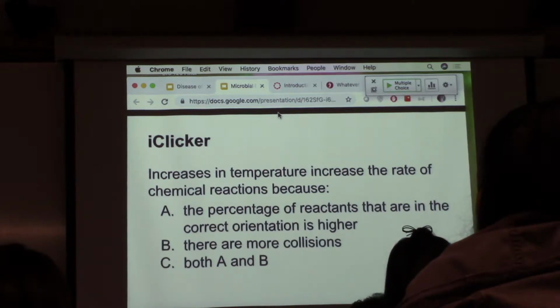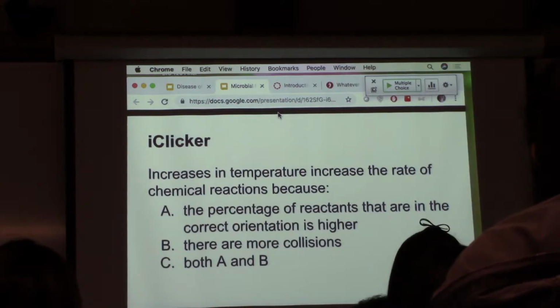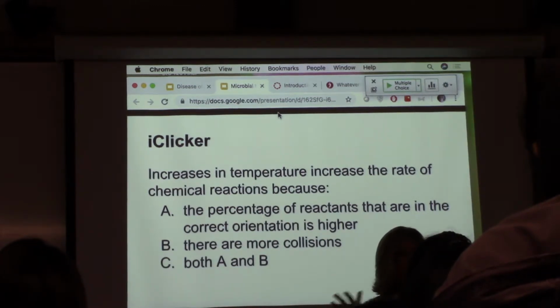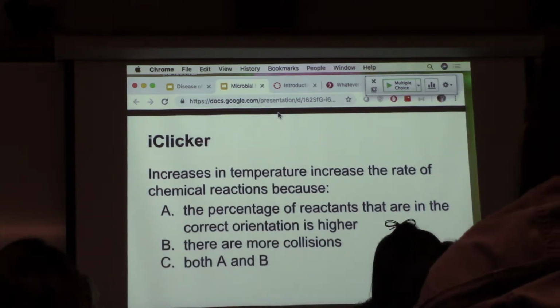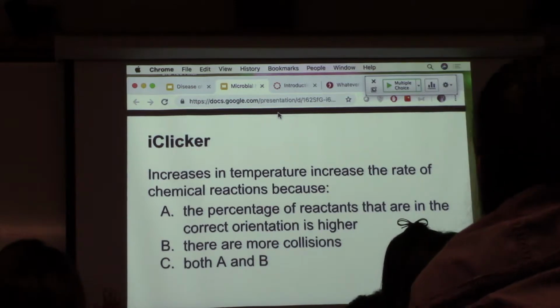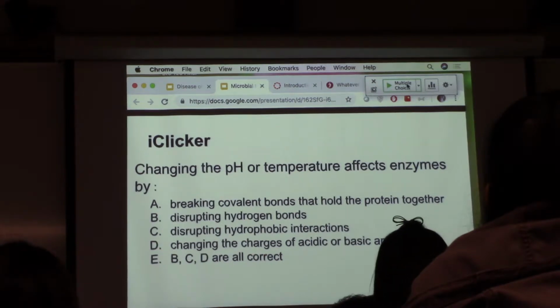Does that make sense what I just said? Okay. Yeah, so it will be 100% in the correct orientation, but once the enzyme gets too hot, it's going to fall apart, and then you won't have any reaction at all. Okay. So not a good question to put on an exam because it's so poorly written, but fun to talk about afterwards as a clicker question. All right, here's another one.